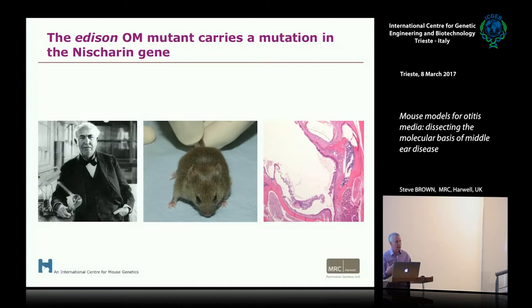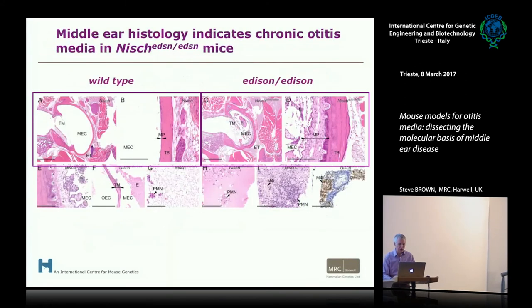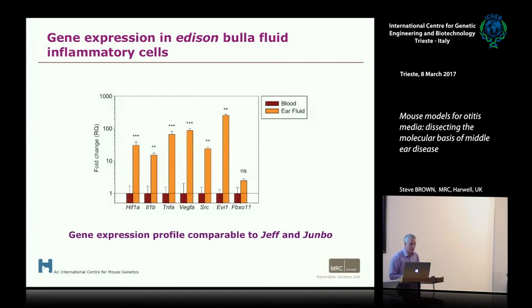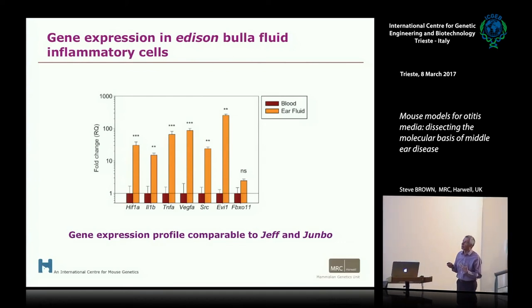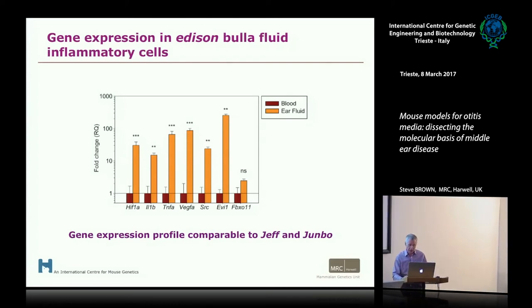We want to understand more about the potential pathways that probably all feed in ultimately to VEGF signaling and chronic otitis media. So I'll simply run through the slides to say that in this new mouse model, it looks almost identical to Jeff and Jumbo: the upregulation of VEGF, in fact TNF-alpha, IL-1 beta, very comparable to Jeff and Jumbo. And in terms of its pathological features and the development of chronic otitis media, it's very similar too.